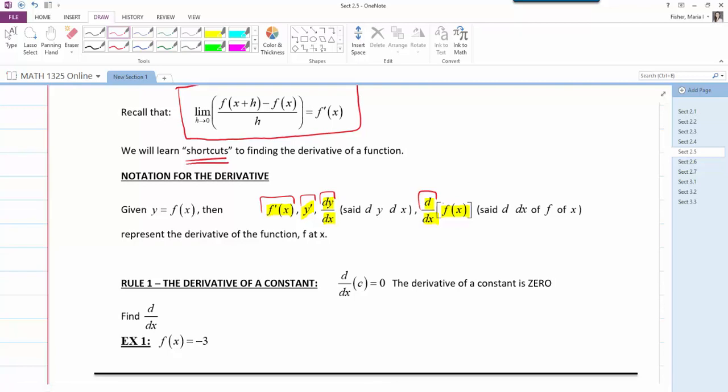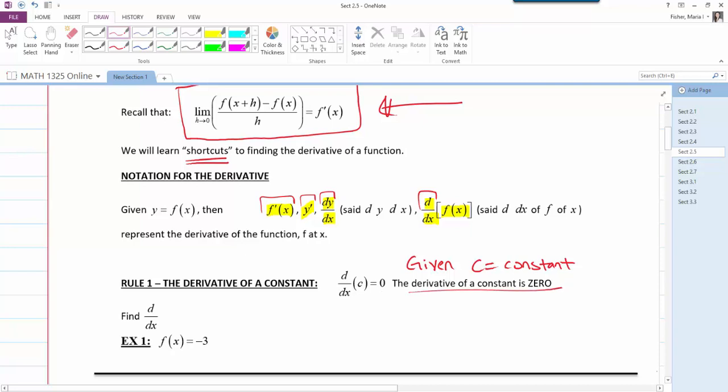So let's learn some rules. Let's figure out some rules for finding the derivatives so we don't have to go back to that limit process. We will have one of those on our exams, and we will need to know how to do that. But how do I avoid having to do my four-step process? Rule number one, the derivative of a constant. Given that c equals a constant, the derivative of a constant is equal to 0.